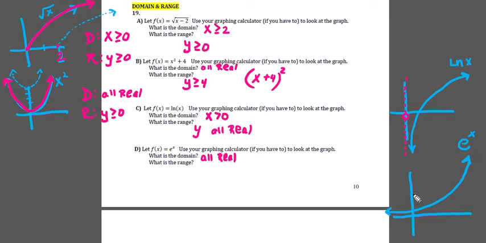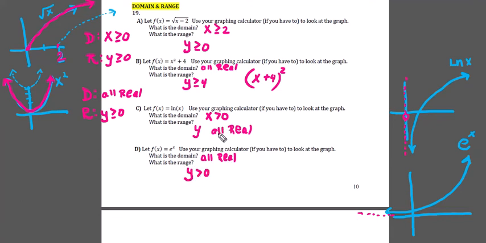And the range, so you look here, there's a horizontal asymptote happening. So it never ever gets to y equals 0. It gets real low, but it never actually gets to 0 for the y. So the range is y is just greater than 0.